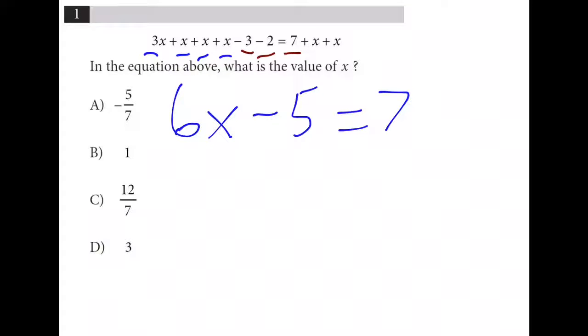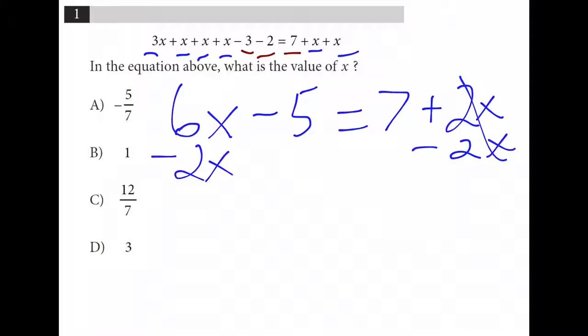However, there are 2 different x's, so 1x plus 1x is 2x. From here, let's say I choose to move all the x's to the left and the numbers to the right. This would keep everything positive. I'm going to subtract 2x from both sides. Cancels out on the right. I end up with 4x minus 5 is equal to 7.